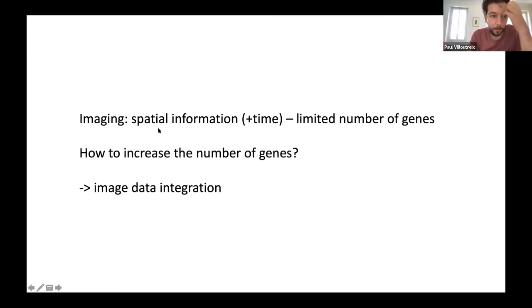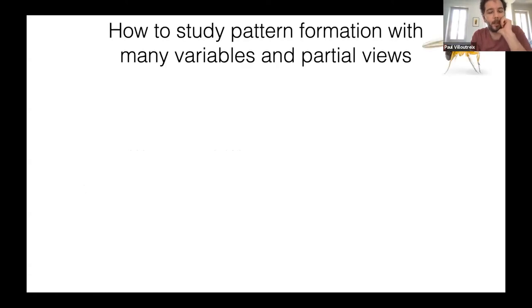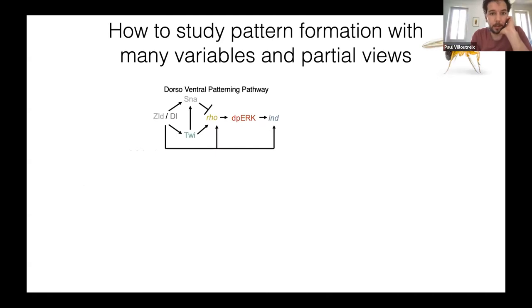But what I really wanted to tell you today is how you can merge the variables that you obtain from imaging, which contain spatial information, sometimes time, but a limited number of genes, and how you can combine first several types of images to increase the number of genes. And later on, I will speak about how you can combine imaging with single-cell RNA sequencing to get lots of genes together. Okay, so this first part will be about image data integration. So I will refer to one work that I did a few years ago.